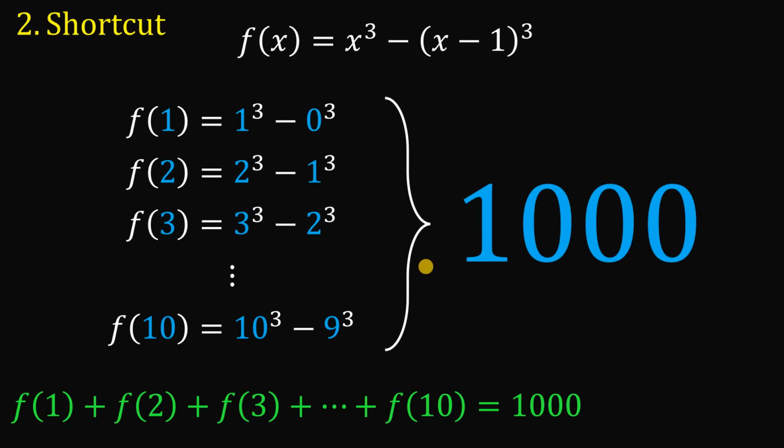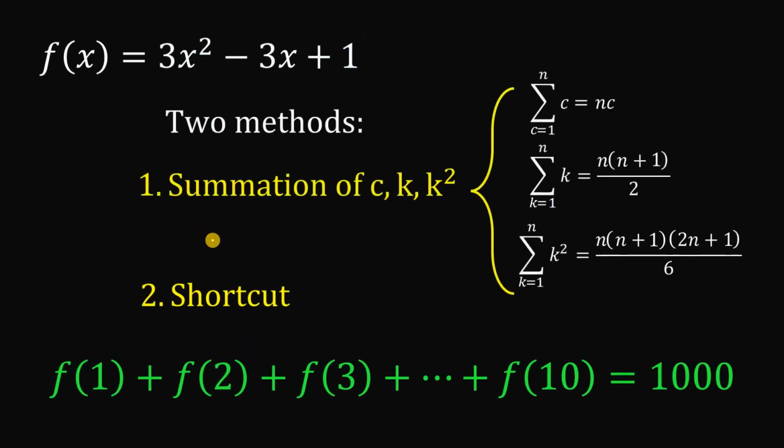Therefore, using two different methods, we get that the numerical value of f of 1 plus f of 2 plus f of 3 up to f of 10 is simply equal to 1,000, given that f of x equals 3x squared minus 3x plus 1. And as always, we are done.